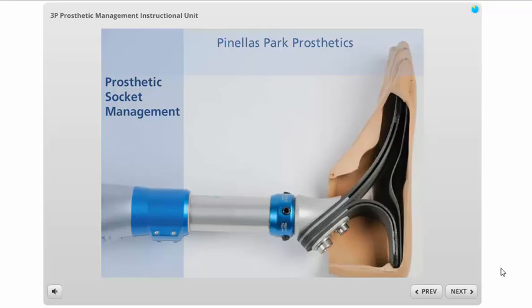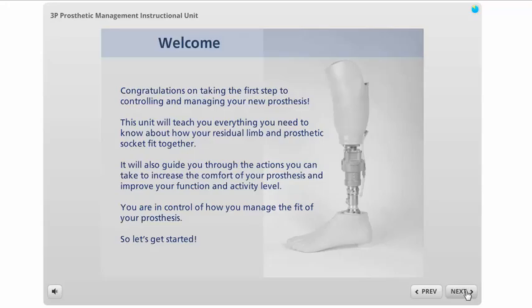So this is the instructional unit. It was done in Articulate Storyline 2. So it starts out with your basic welcome screen. Your user would hit next. And then it goes on to talk about why this is relevant to the learner.